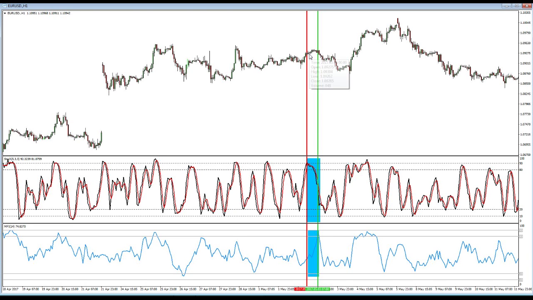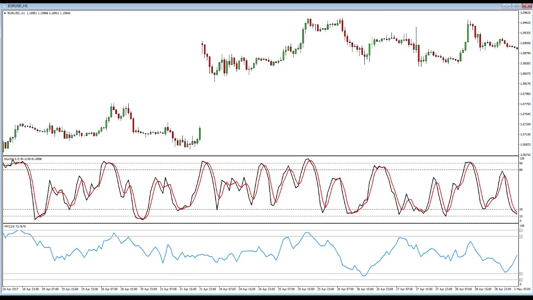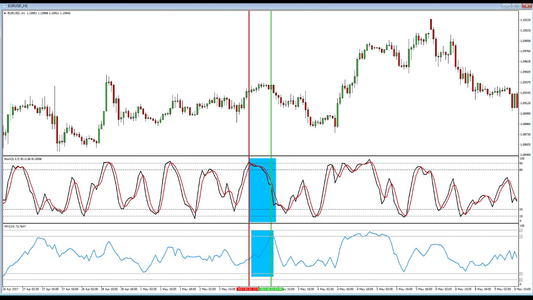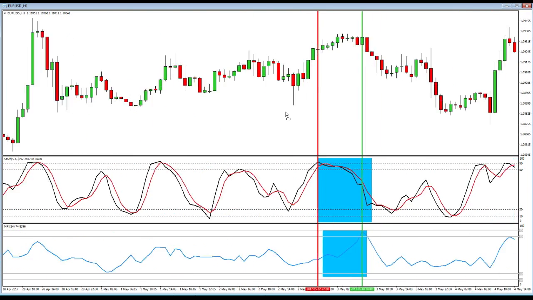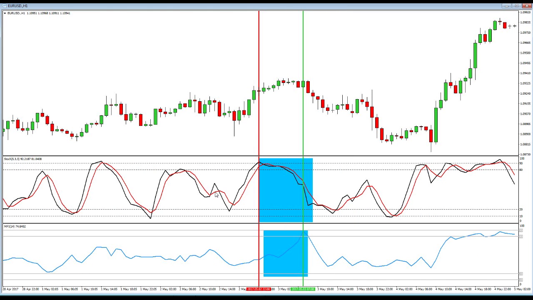Now up to this point, I'm just zooming in a bit. Up to this point, if we have a look here, now the stochastic has moved back into sort of the middle region. So it's no longer overbought, but the MFI is ready and it's trigger ready. So if I count the candles, I've got 1, 2, 3, 4, 5, 6, 7, 8, 9, 10.